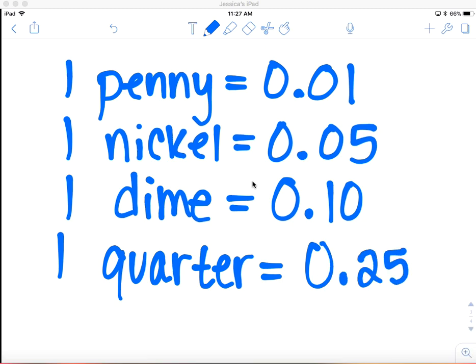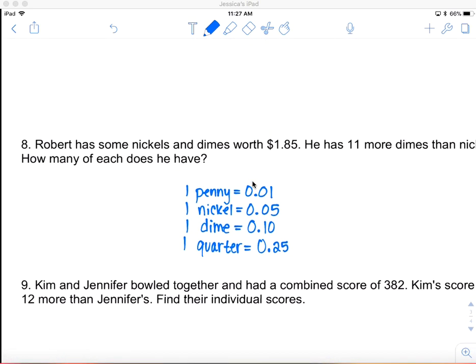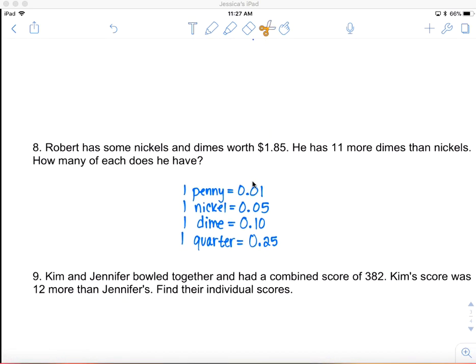So it's very important that you remember how much your coins are worth. If I have 6 nickels, that does not mean I have 6 cents. You have to remember that a nickel is worth 5 cents. So if I have 20 dimes, that doesn't mean I have 20 cents. You have to take into consideration that a dime is 10 cents each. You have to remember that when you're dealing with your coin problems here. So let me show you how you would set this up.